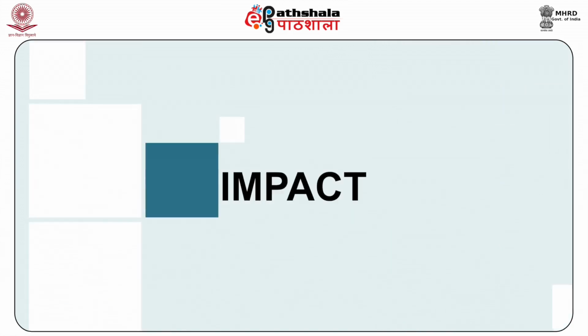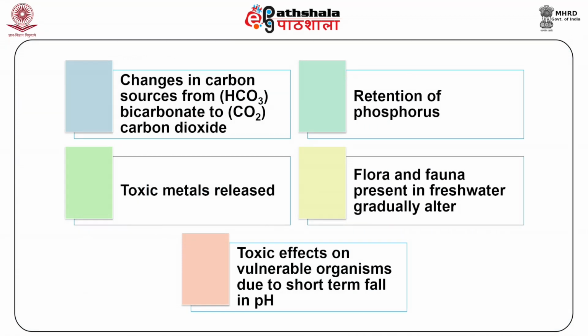The impact is changes in carbon sources from bicarbonate to carbon dioxide, retention of phosphorus, release of toxic metals. Flora and fauna present in fresh water gradually alter, and toxic effects on vulnerable organisms occur due to short-term fall in pH. When the acidification begins, the complete biomass by and large remains unchanged but the diversity considerably drops. A clearer bluer water appears, and that is due to precipitation of humic matter.